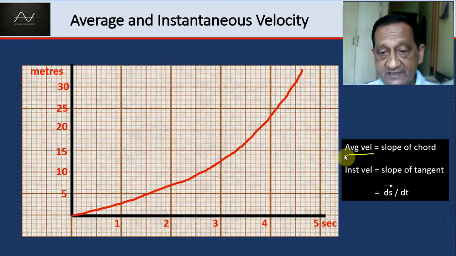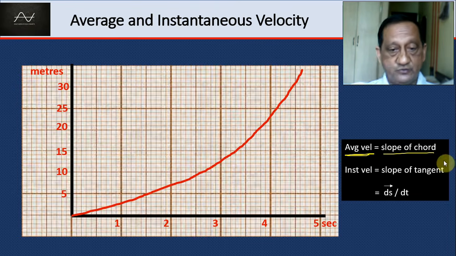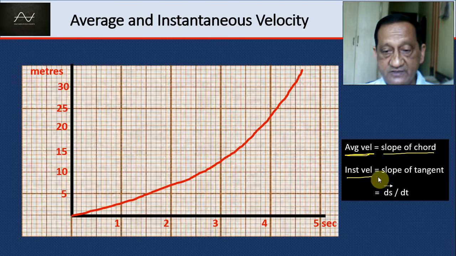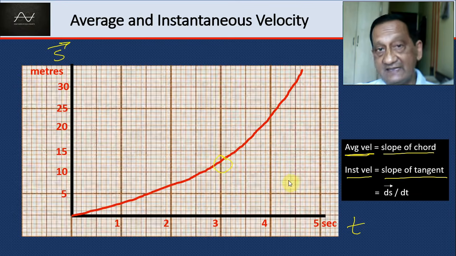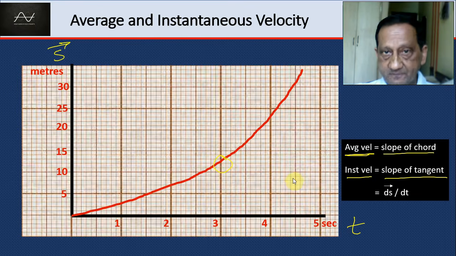Average velocity in a time interval is the slope of the chord between the 2 points, whereas instantaneous velocity is the slope of the tangent. So if you have a displacement versus time graph, then the velocity at a particular instant will be the slope of the curve at that instant. Slope of the curve means slope of the tangent at that particular point. Whereas average velocity between any two instants is the slope of the chord. Just like we did average and instantaneous speed, same thing. The only difference is we are not talking of distance, but we are talking of displacement. Clear?